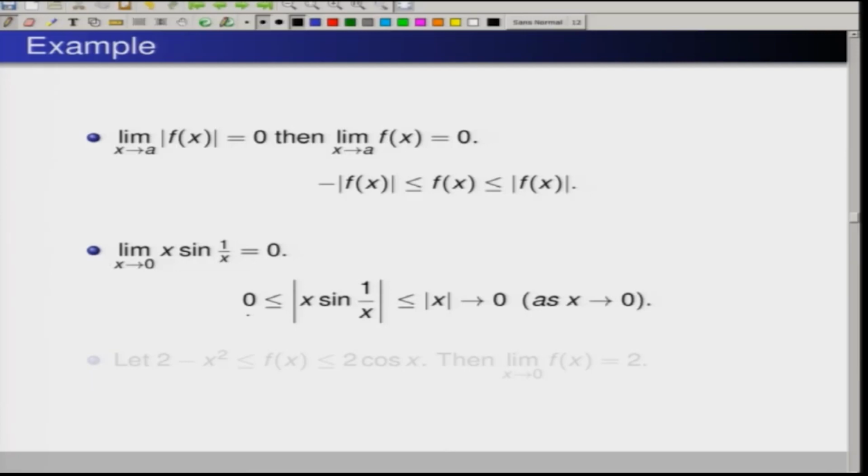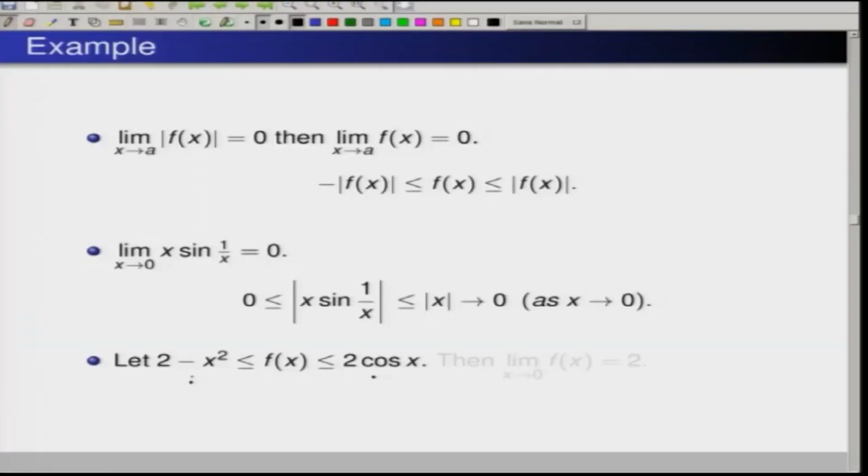So, this limit is 0. Now, similarly, suppose we have an arbitrary function f(x) which is greater than or equal to 2 - x squared, and which is dominated by 2 cos x, which means the cos graph is going like this, and 2 - x squared is a graph like this. Now, any function dominated by these two functions, when x goes to 0, this goes to 2 and this also goes to 2. Therefore, the limit of f(x) as x goes to 0 is equal to 2.